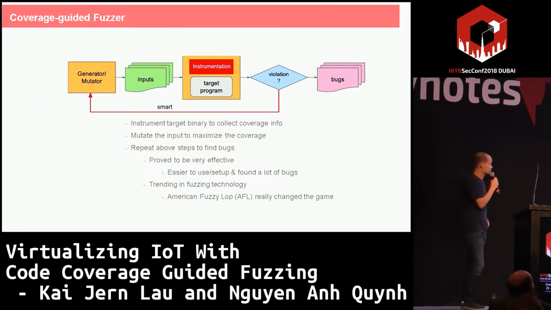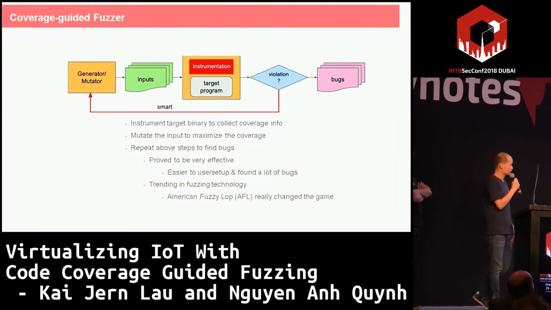So it turns out that this kind of fuzzer is very effective, because it's smarter than a black box fuzzer, but it's much lighter than a white box fuzzer. So it's much easier to set up and use, and actually it found a lot of bugs. And one prominent fuzzer of this type is American Fuzzy Lop, or AFL, which found a lot of bugs recently. It really changed the game.